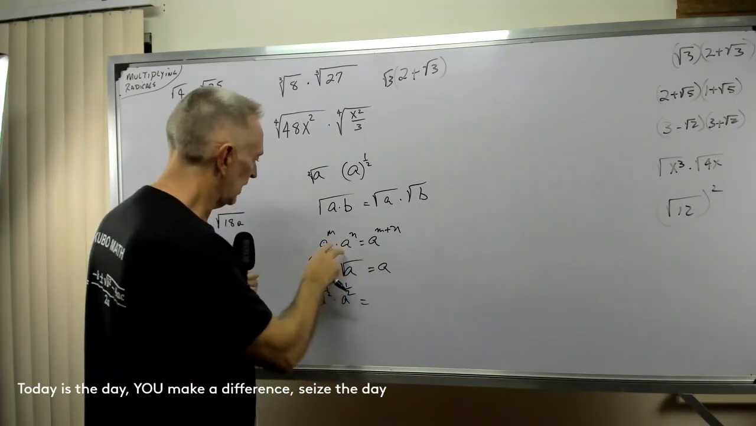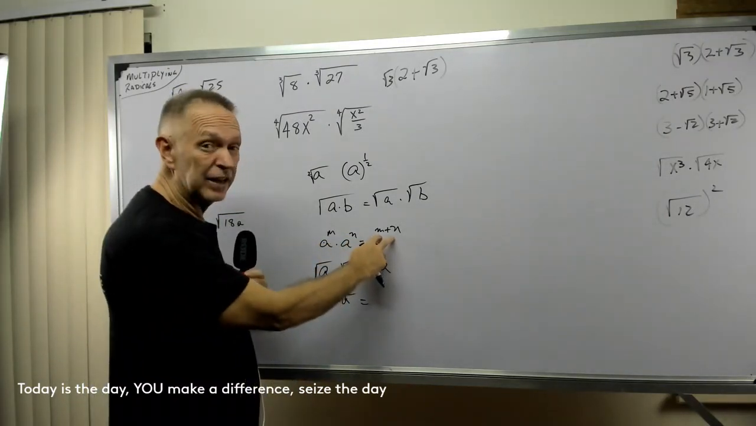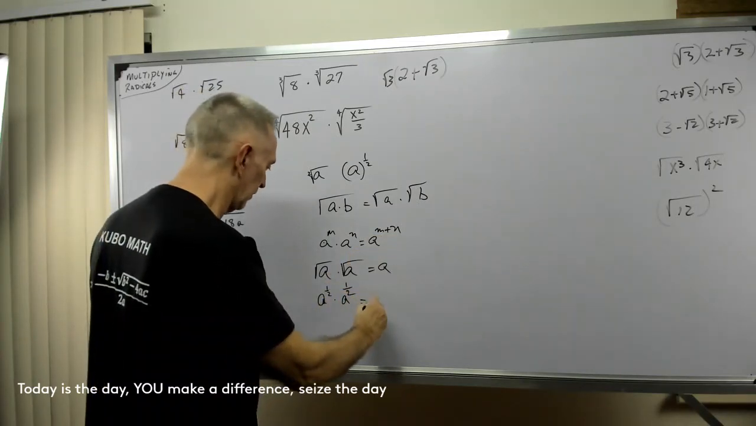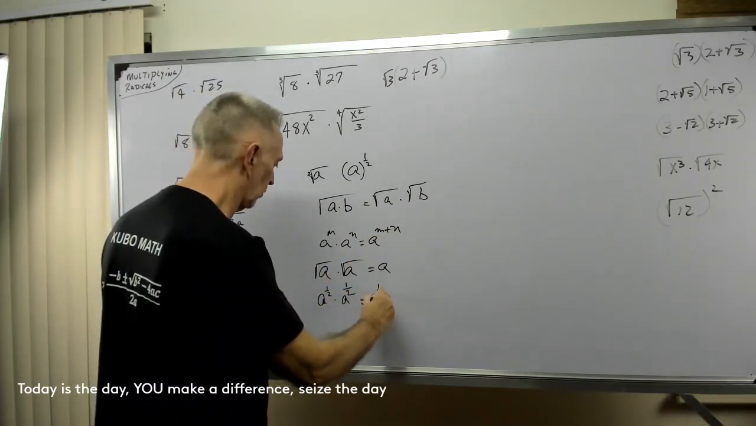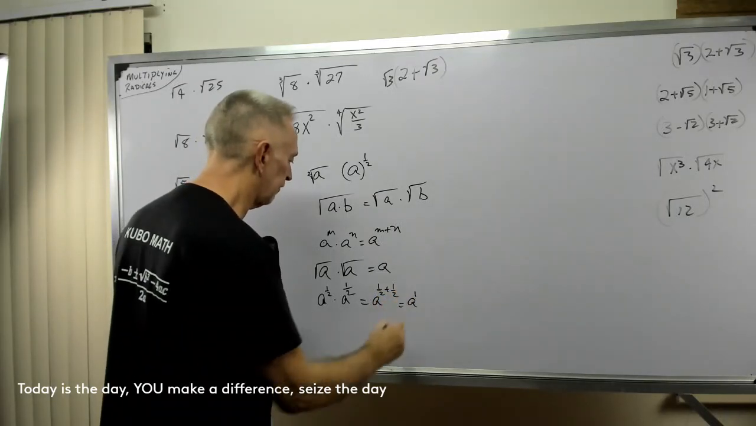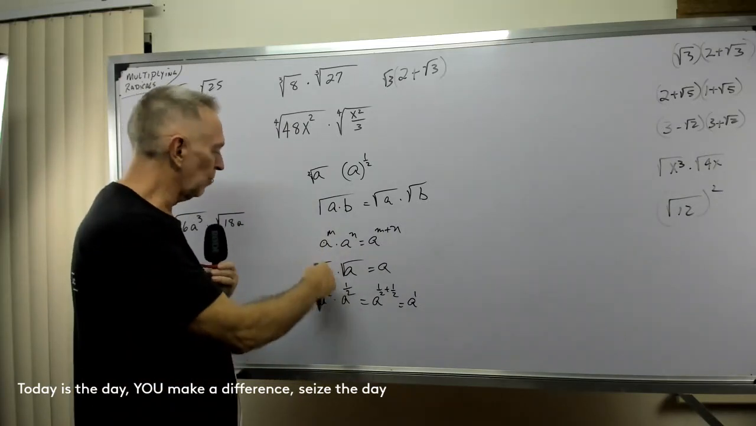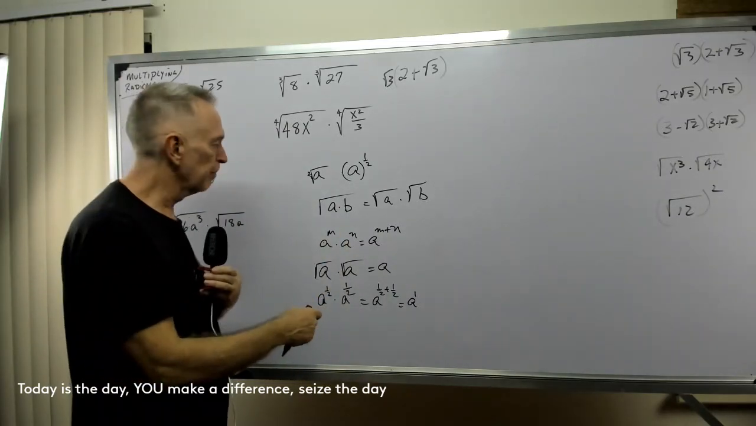And what did we say? A to the m times a to the n, I'm adding those two exponents together. So that is a to the 1/2 plus 1/2, and it is a to the first. So it's just a. That's why that radical sign disappears.